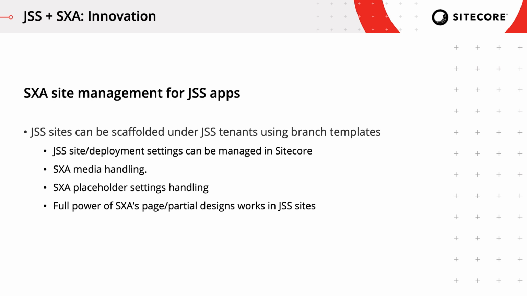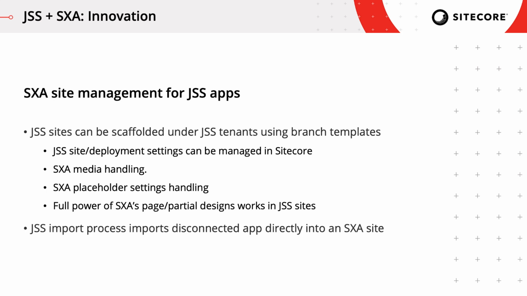And there is nothing special that the JavaScript app will have to do to consume a partial design. It's just integrated into the JSON that's served by the layout service. That's really cool because it enables you to deploy any existing app into SXA and immediately start taking advantage of partial designs. And finally, you'll be able to do the same JSS import process that you're already doing with the JSS disconnected app, except you'll be able to import it directly to an SXA site.